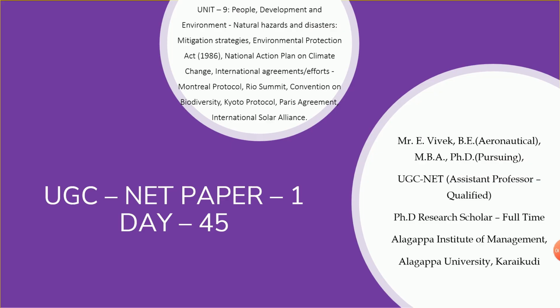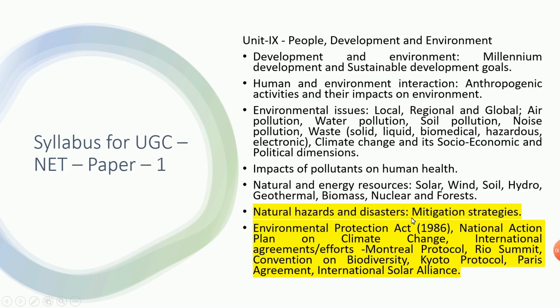Today we have arrived at the conclusion of Unit 9. So chronologically we are at Unit 8. In People, Development and Environment, we are going to see the remaining portion, that is natural hazards and disasters and their mitigation strategies. Then what are the different acts and treaties which have been taken? Environmental Protection Act, National Action Plan on Climate Change, all those things we will see in the upcoming slides.